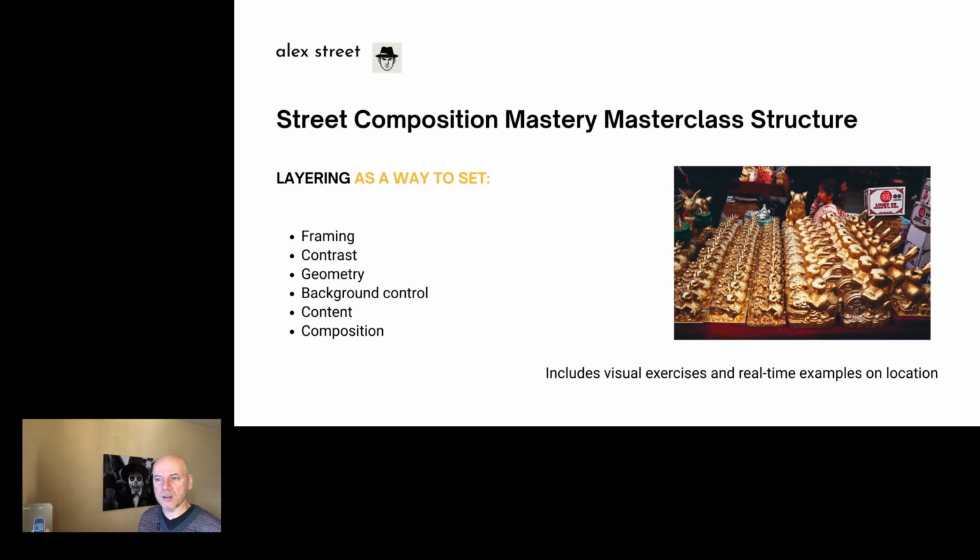So, street composition mastery, masterclass structure. Layering is a way to set our frames. Framing, so composition, how to frame. Contrast. Contrast does not mean in an aesthetic way, but the contrast between subjects inside the frame. Geometry, the geometry inside, that we can recognize also geometric figures inside the frame. The background control, because it is very important to understand how to control the background when we are photographing.